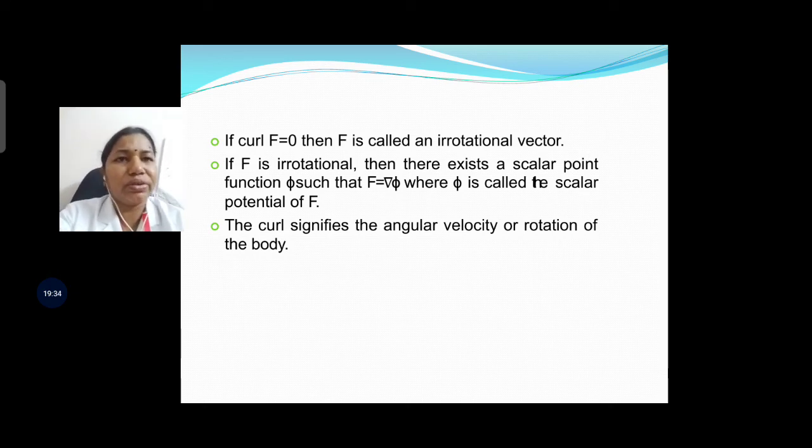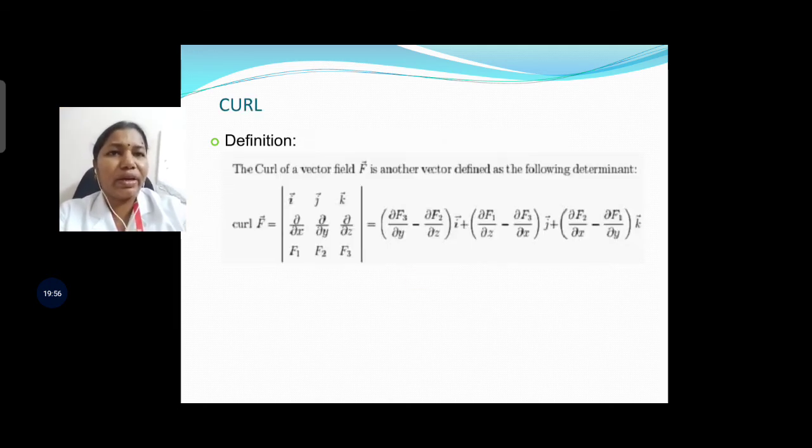If curl f is equal to 0, then it is called an irrotational vector. So if f is irrotational, then there exists a scalar point function phi such that f is equal to del phi. Phi is called scalar potential. Curl signifies the angular velocity or rotation of the body.